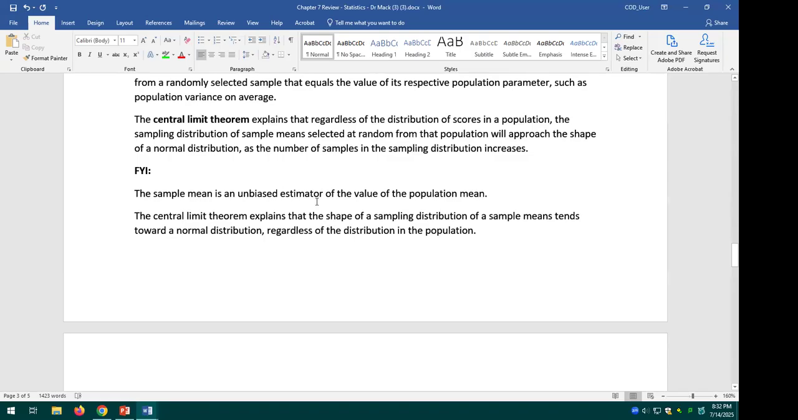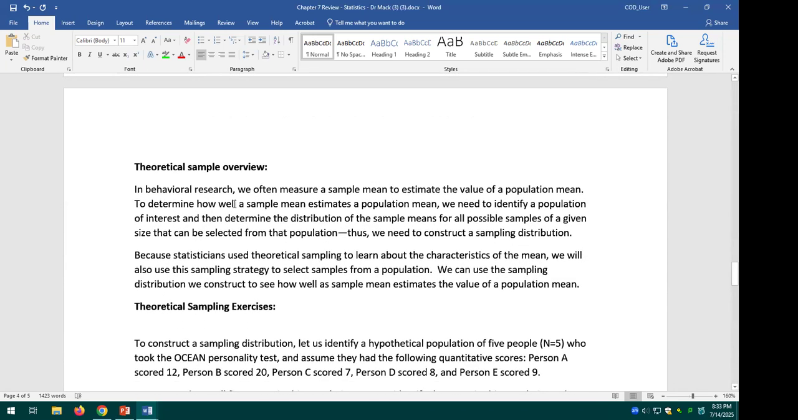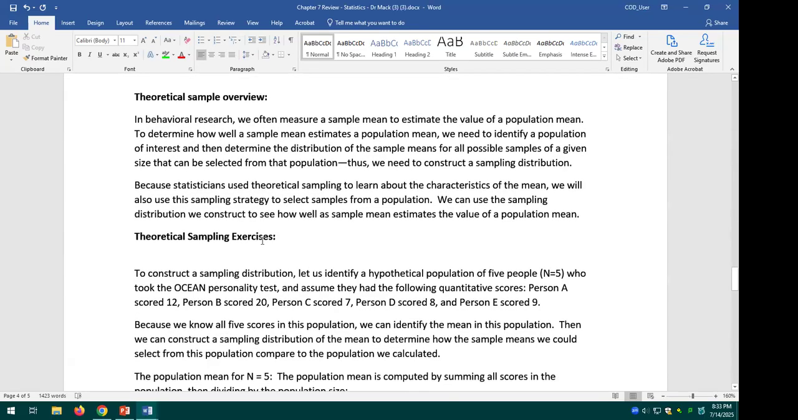FYI, the sample mean is an unbiased estimator of the value of the population mean. The central limit theorem explains that the shape of a sampling distribution of sample means tends towards a normal distribution regardless of the distribution in the population. Theoretical sample overview. In behavioral research, we often measure a sample mean to estimate the value of a population mean. To determine how well a sample mean estimates a population mean, we need to identify a population of interest and then determine the distribution of the sample means for all possible samples of a given size that can be selected from that population. Thus, we need to construct a sampling distribution.